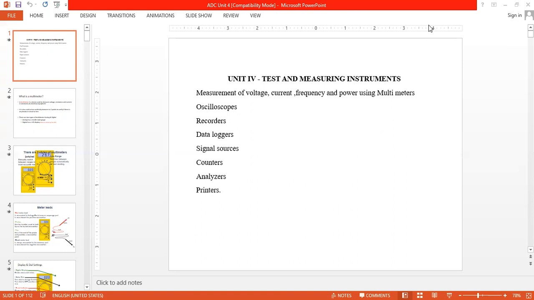Multimeters, oscilloscopes, recorders, data loggers, signal sources, counters, analyzers, and printers: we are going to discuss these in this unit. First, we will see the multimeter.